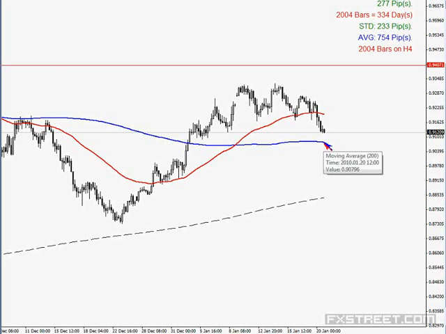The 200 simple moving average is colored blue. The 800 simple moving average is colored as a dashed black line. And the red exponential moving average is a 62 exponential moving average.